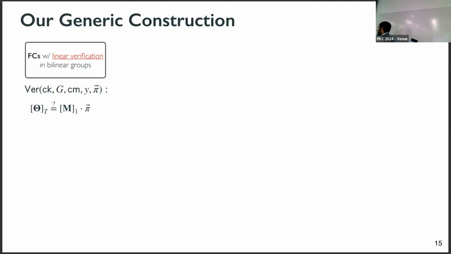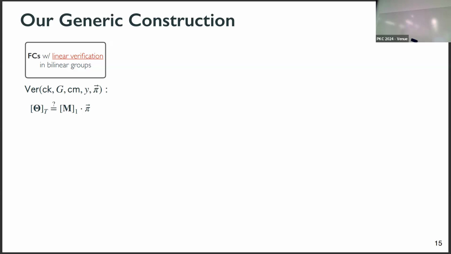Okay, so how does the construction work? As I said, the first building block is any functional commitment based on pairings in which the verification is, you can see it as a linear function in the following sense. The verification algorithm takes the commitment key, the function G, the commitment, the output, and the proof. And then the idea is that verification is linear if you can derive the vector theta and the matrix M.